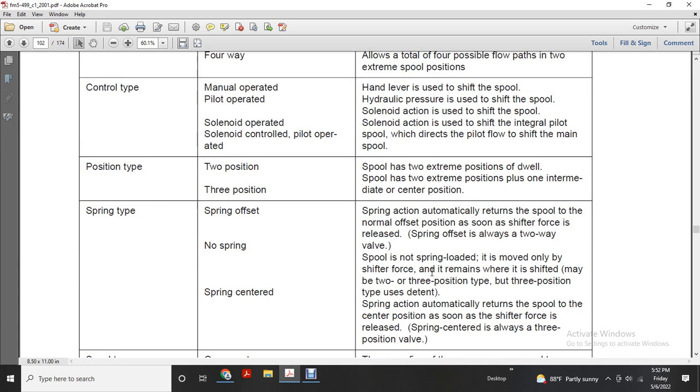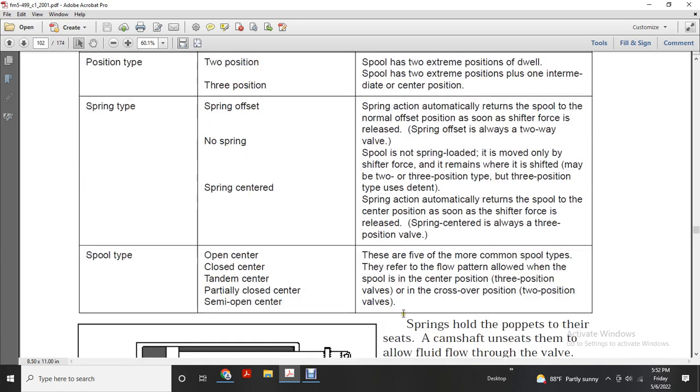No spring. The spool is not spring loaded and is moved only by the shifting force. It remains in the shifted position and may be a two or three position valve, but the three position type is used. Spring center. Spring action automatically returns the spool to the center position if the shifting force is released. Spring center is always a three position valve.